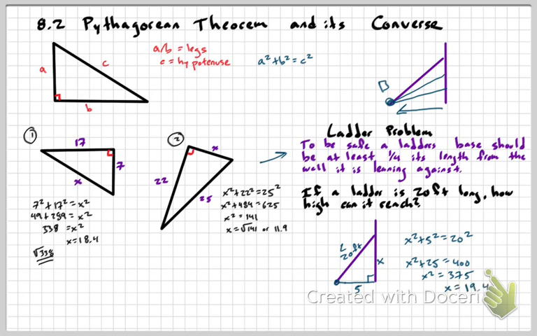375 divided by 25 is 15. So if I wanted to simplify this, it would go rad 25, rad 15. The rad 25 becomes a 5. So as a simplified radical, our answer is 5 rad 15. Okay.